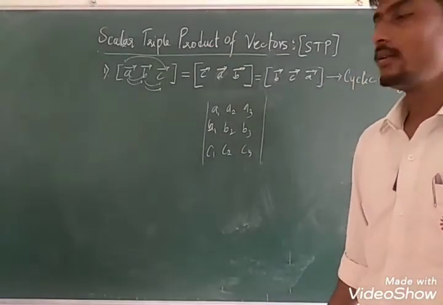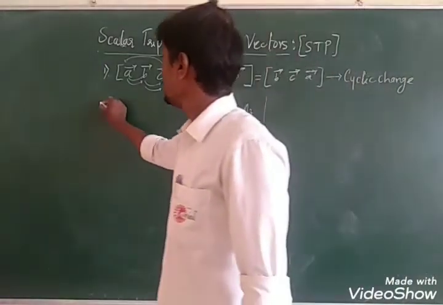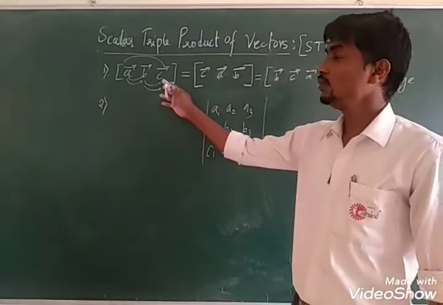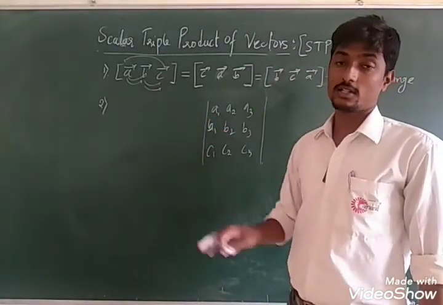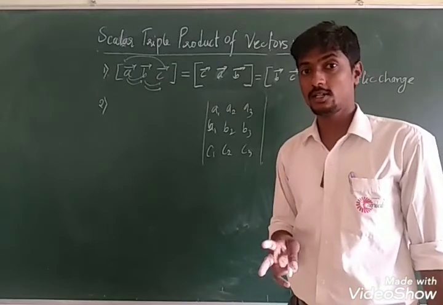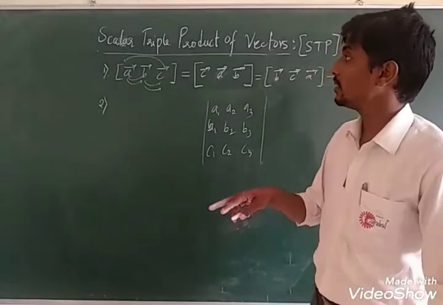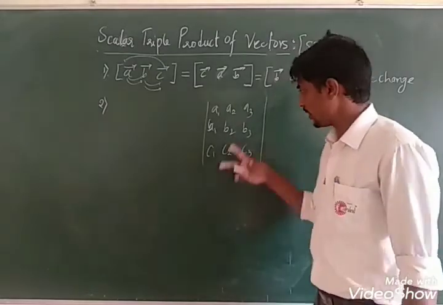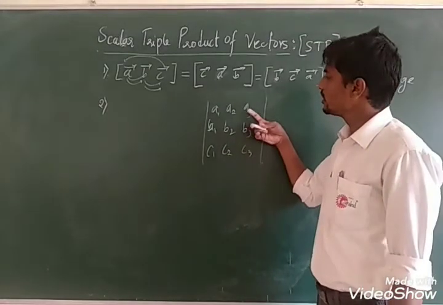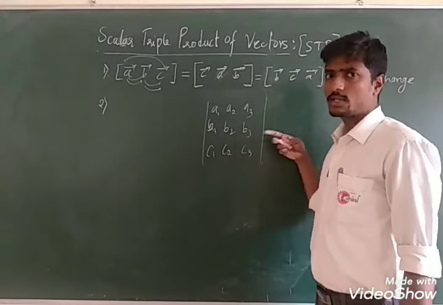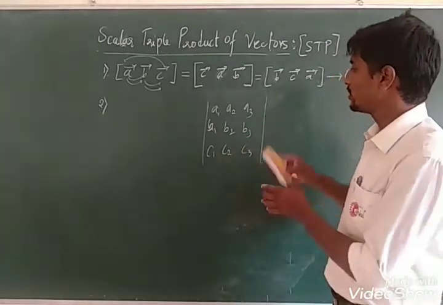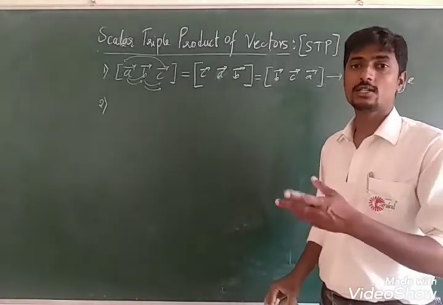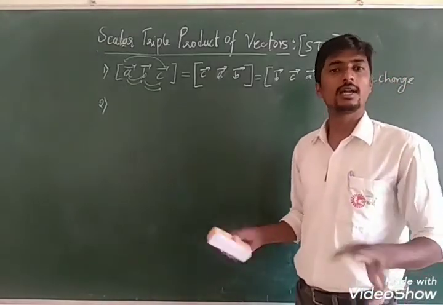Okay, so this is the first property. Second property: if any two vectors are interchanged, then the value of the STP gets multiplied by minus one. Because of this determinant property, if I change one row with another, the value gets multiplied by minus. Here we are not doing a cyclic change; we are interchanging any two vectors anywhere.